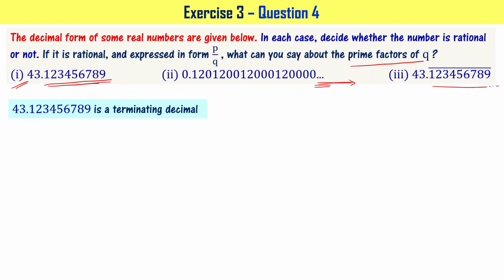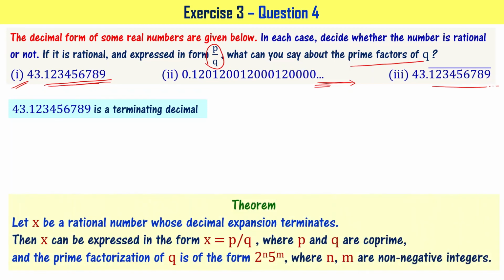43.123456789 is a terminating decimal. If it is a terminating decimal, we know that it can be written in the form of p by q, right? If it is a terminating decimal, we can write it as p by q, where q is going to have prime factors in the form of 2 power n 5 power m. This is the theorem. Let's take a look at the theorem.